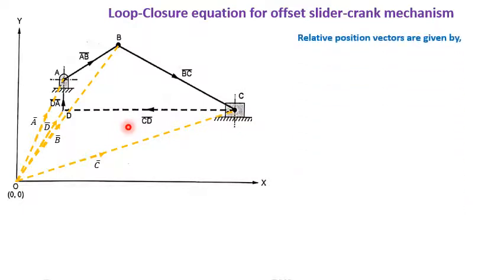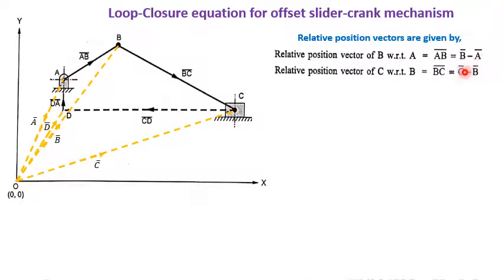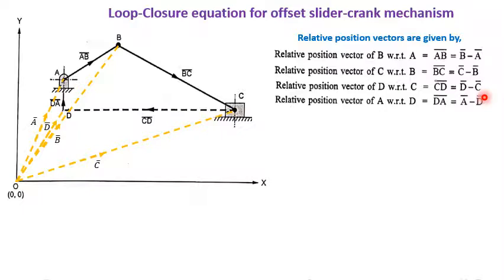Let us consider the relative position vectors. Relative position vector of B with respect to A is B vector minus A vector. Next, for the link CB, relative position of C with respect to B is C vector minus B vector. And for CD, that is the line of stroke, from C to the offset point, D vector minus C vector. And the last one, from this offset point to the fixed point, A vector minus D vector.